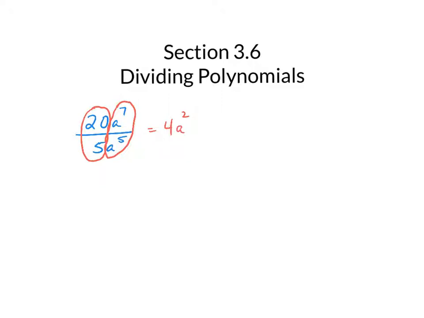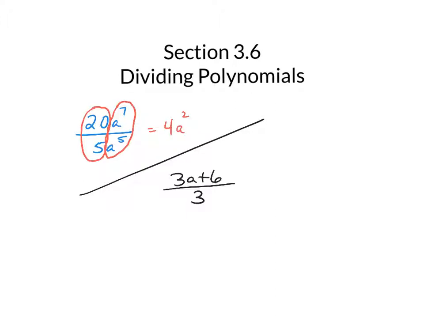What we're going to do in this particular section, though, is not just divide monomials, which is really what I had there. Now we're going to start talking about dividing with polynomials. So, for instance, if you are given something similar to this, 3a plus 6 divided by 3, now what I need to do is divide both the 3a and the 6 by 3.